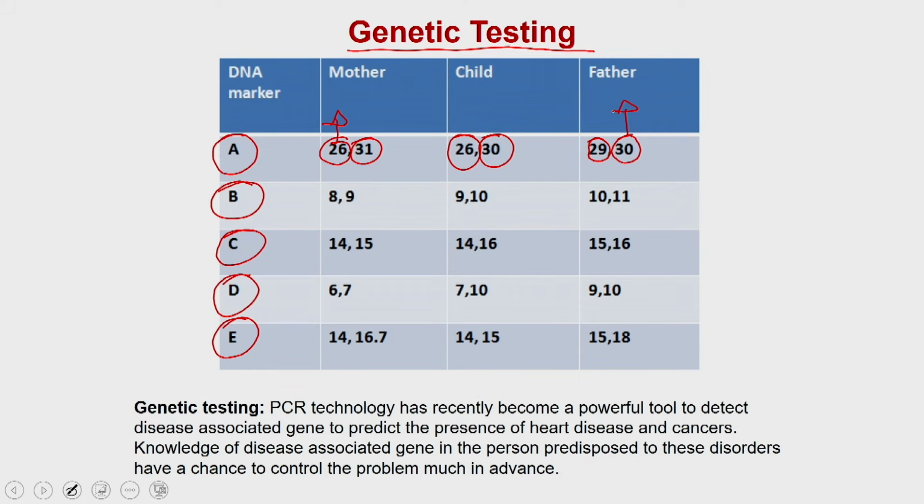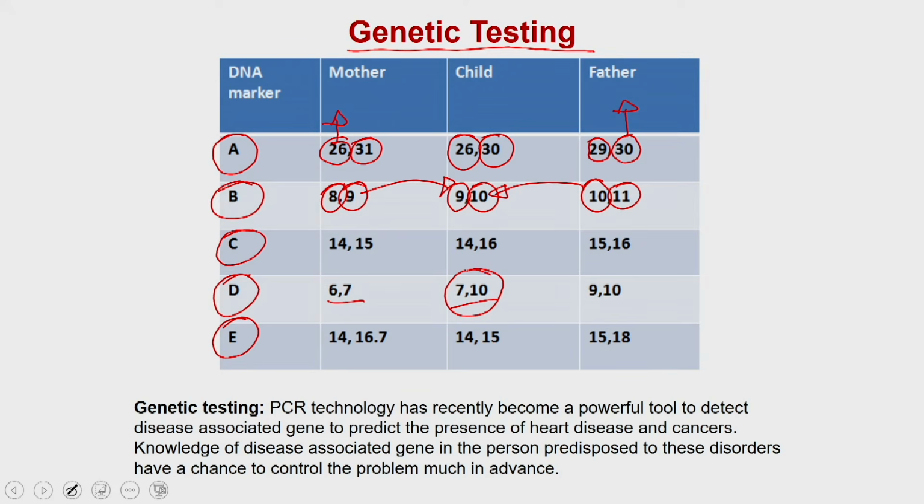Similarly, you can see that the mother has the marker for 8 and 9, whereas the father has 10 and 11, and the child has 9 and 10, which means the 9 it is getting from the mother and the 10 from the father, so it is potentially a child of these two parents. Similarly, you can see all the other combinations where the child is showing markers which are a mixture of these two parents. So, PCR is a very powerful technology to detect diseases for genetic testing as well as for parental testing.